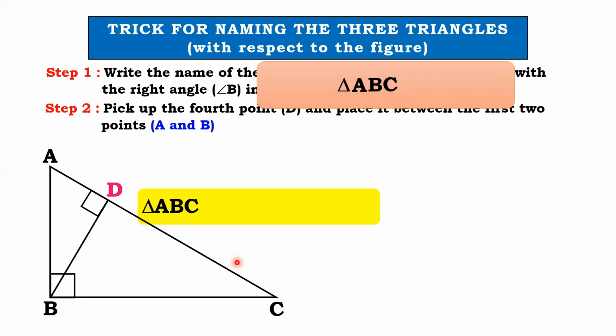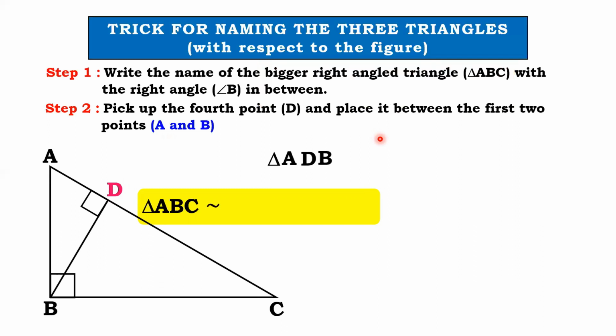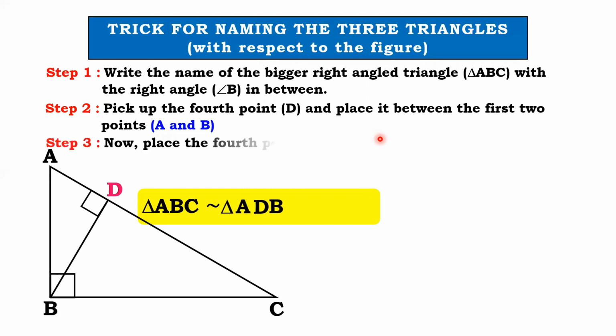So original triangle is ABC. First letters are A and B. So pick up that fourth point D and put that point D in between A and B, between the first and second letter. So here we have got the second triangle. Right? Now how to get the third triangle?